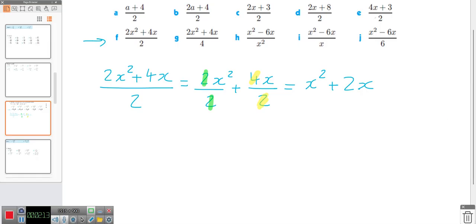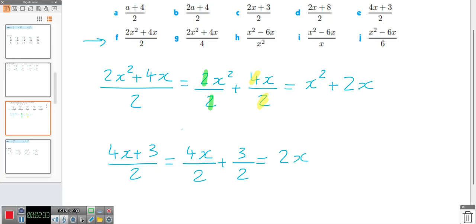Let's try it out for 4x plus 3 over 2. So 4x plus 3 over 2, this is all under the same denominator. We will split it up into two separate denominators and we'll work based off that. 4 and 2 could simplify. This ends up being 2x. So what I did was I took the 4 and the 2 right here. I simplified and ended up with my 2.